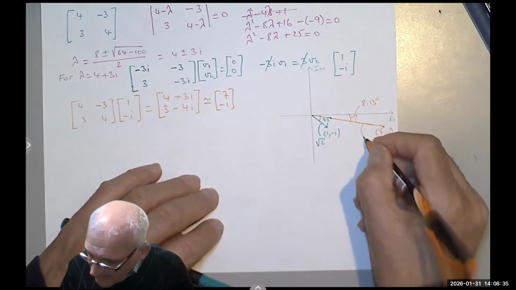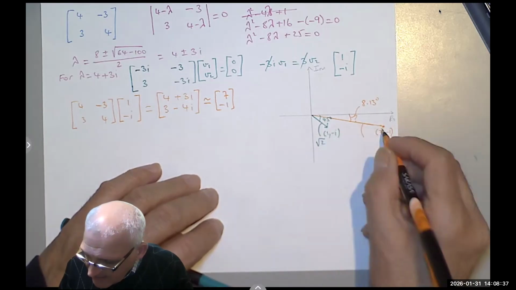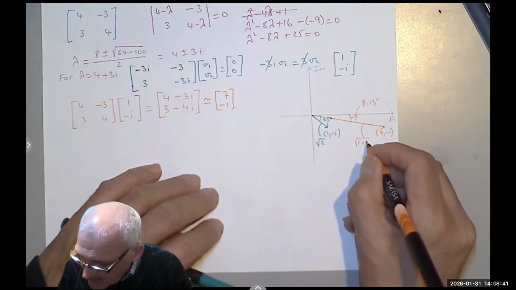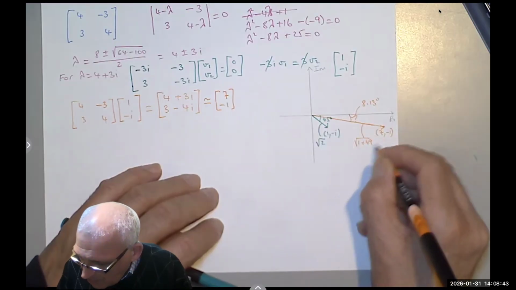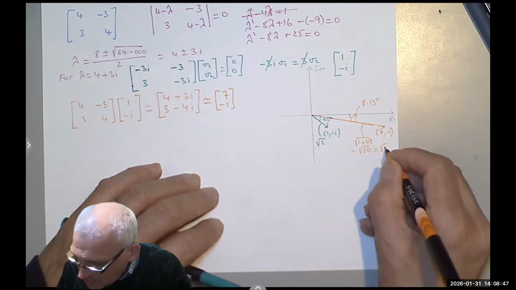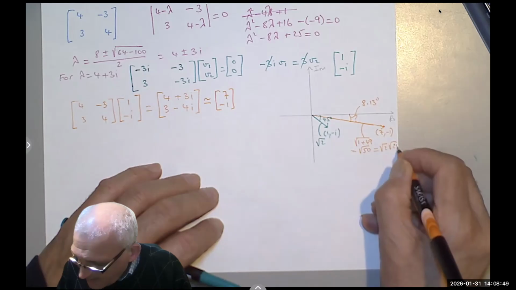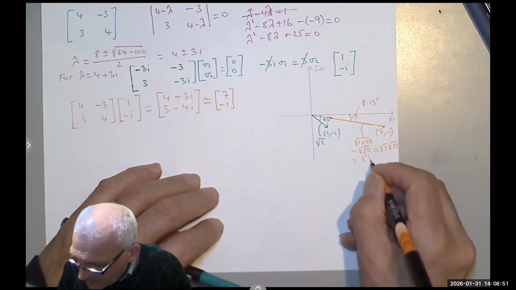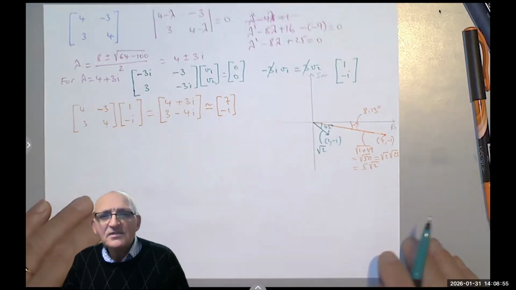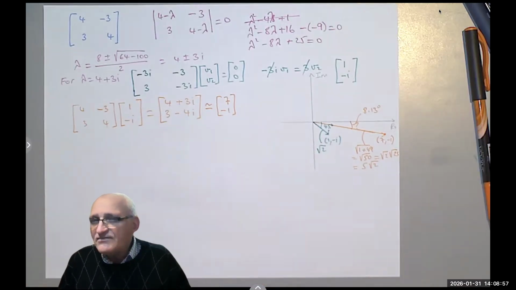This has a length of square root of 1 squared plus 7 squared, or root 50, or root 2 times root 25, or 5 root 2. So the stretching factor was 5. Do you see where the 5 is coming from?